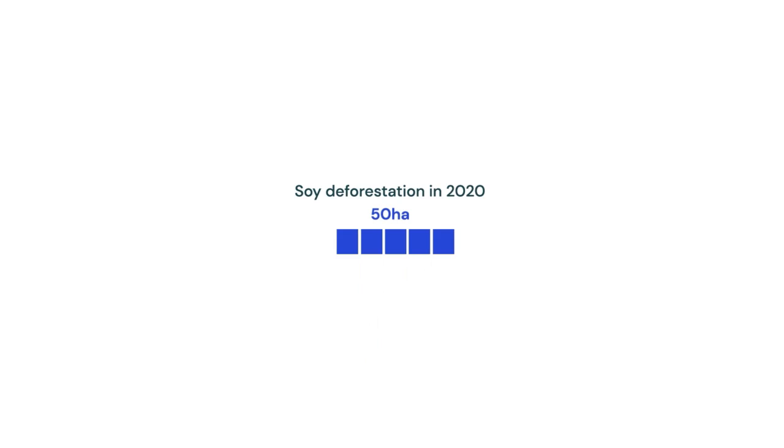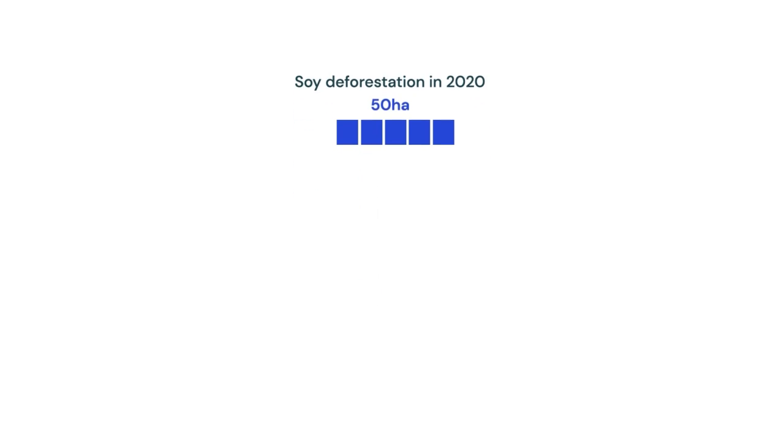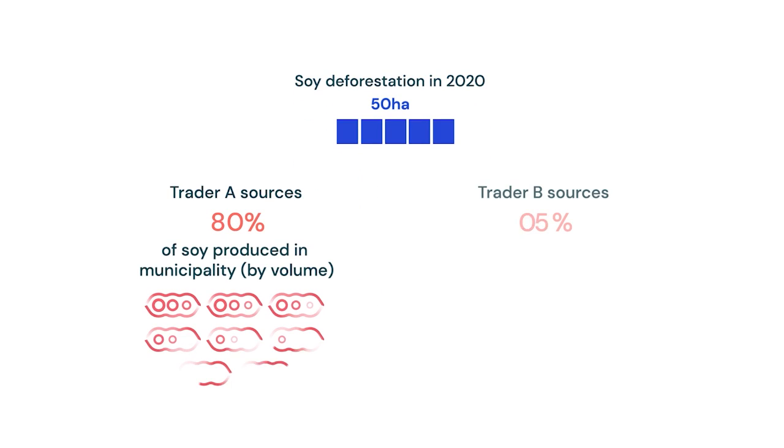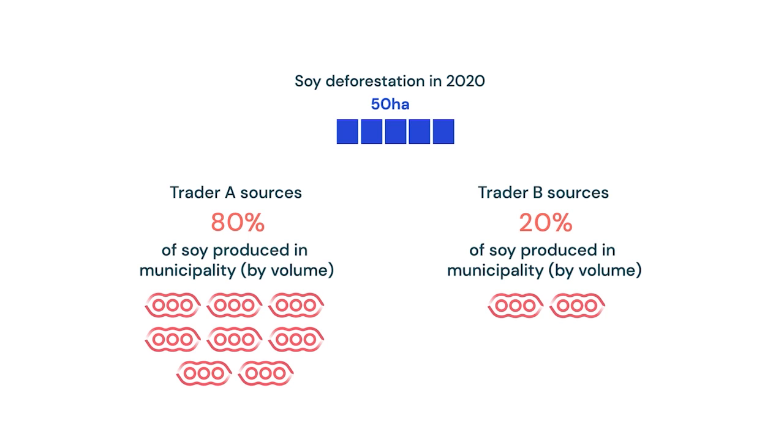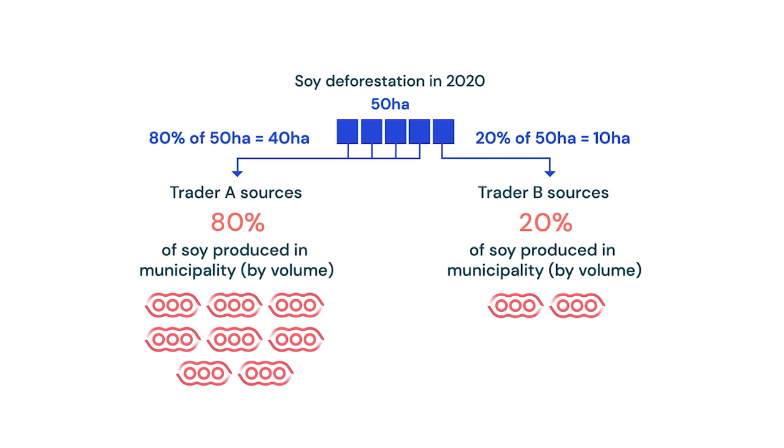For example, let's say there are two companies sourcing from this municipality, exporting company A, which was responsible for sourcing 80% of all the soy in that municipality, and exporting company B, which was responsible for 20%. Then the deforestation exposure of company A would be 80% of the total 50 hectares that we have identified of soy deforestation. In other words, 40 hectares. And company B's deforestation exposure would be the remaining 10 hectares.